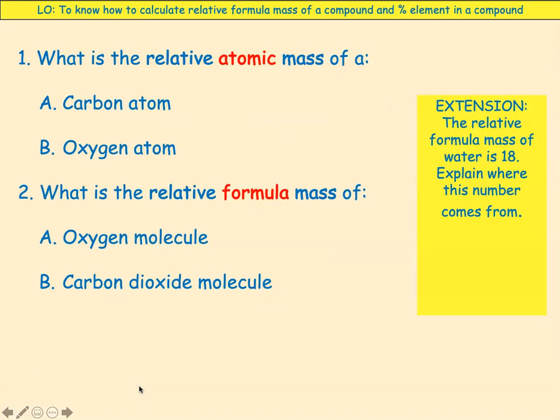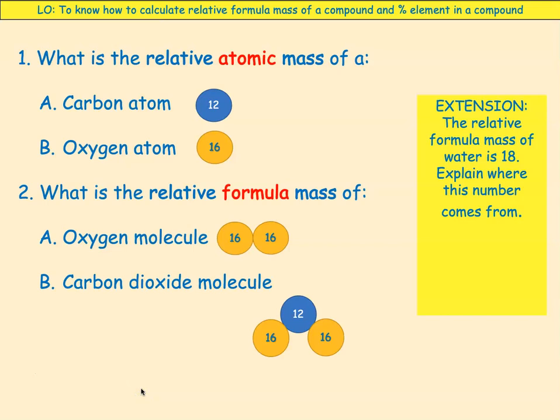Okay, so what is the relative atomic mass of a carbon atom? So if you look at carbon, I've got a 12 in there. So the relative atomic mass of carbon would be 12. Let me just put in all of these atoms. So the relative atomic mass of a carbon atom is 12. The relative atomic mass of oxygen is 16.